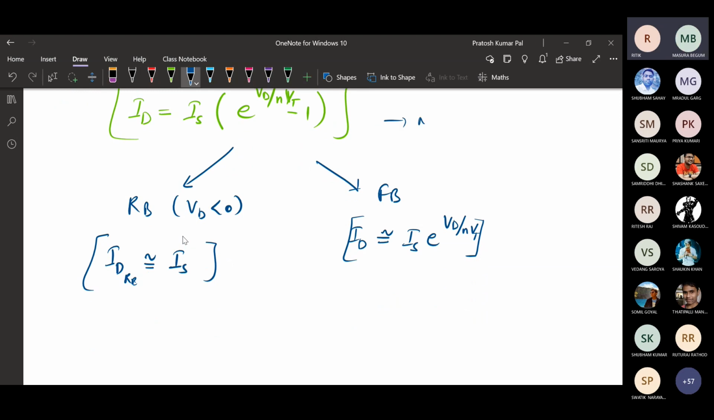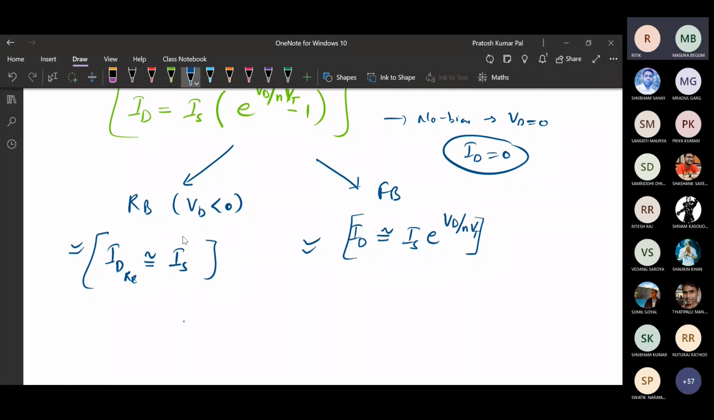If we say no bias is there, at that time Vd equals 0. Once we put Vd equals 0, the exponential term will be 1. So 1 minus 1 equals 0, so Id will be equal to 0. So these are the different currents that flow here. And the term Vt is the thermal voltage we have already discussed, and that equals T divided by q. So that was all about the basics of diodes. We will see some more points in the next class.